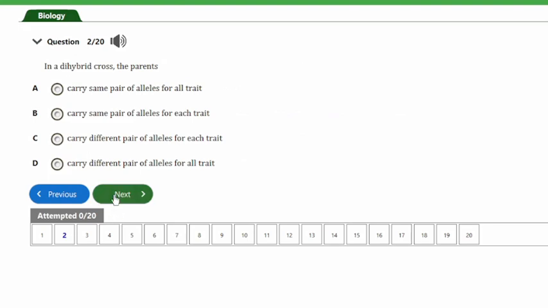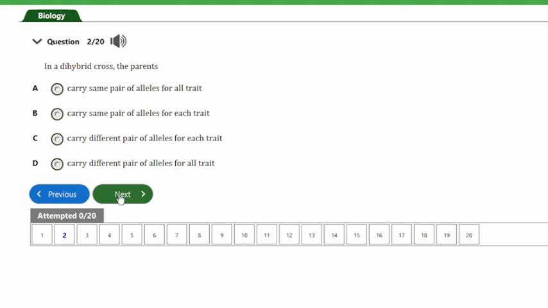So let's look at the next question, and that's question number 2. It says, in a dihybrid cross, the parents A carry same pair of alleles for all traits. B carry same pair of alleles for each trait. C carry different pair of alleles for each trait. D carry different pair of alleles for all traits.